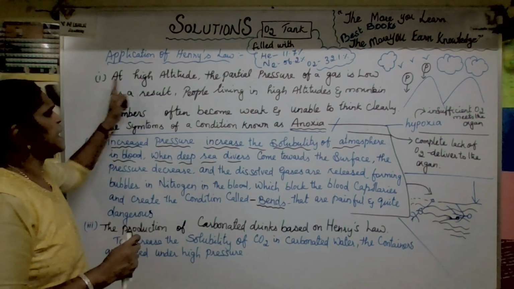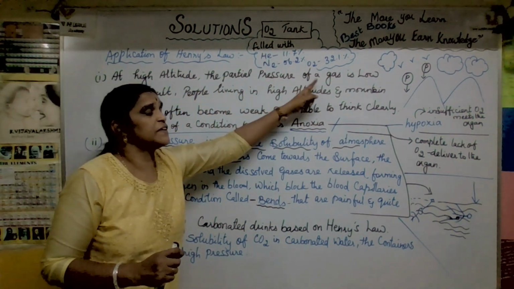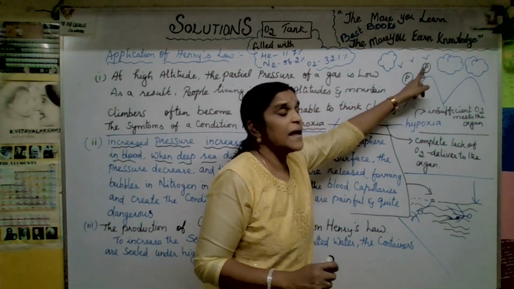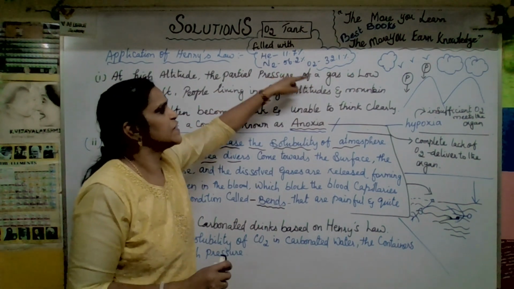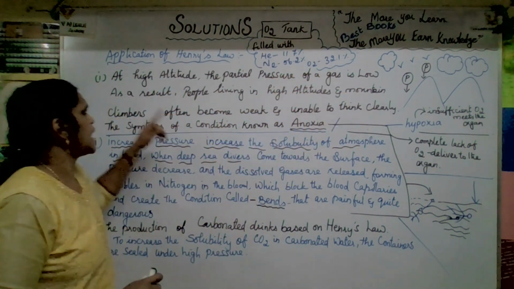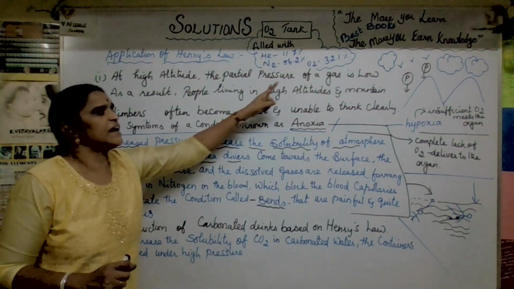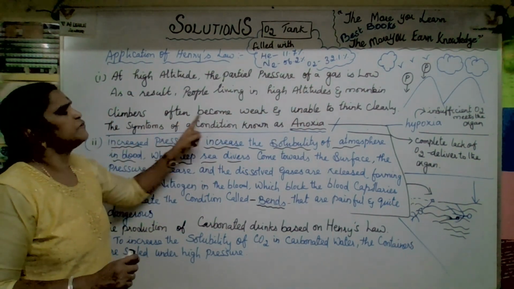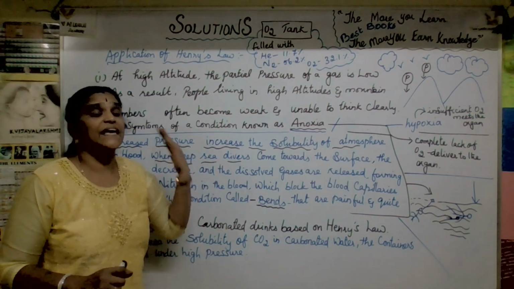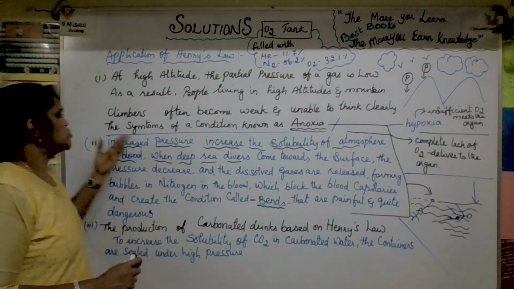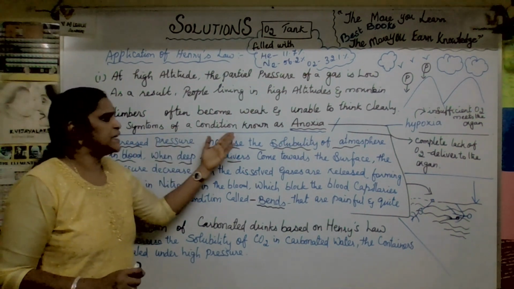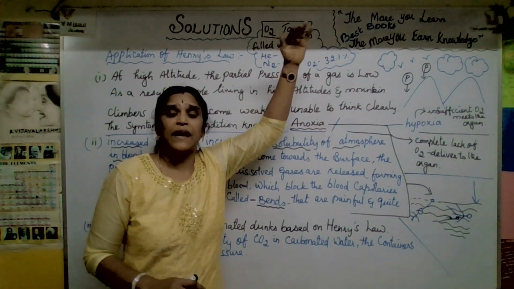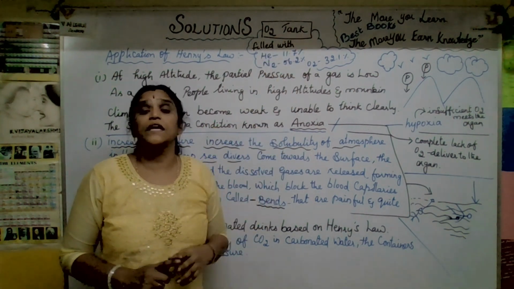First and foremost, at high altitude the partial pressure of the gas is low. That's why I purposely mentioned this diagram. At high altitude the partial pressure of the gas is low. So what happens as a result? People living at high altitude, mountain climbers, often become weak and cannot think clearly. The symptom of this condition is known as anoxia. So as they go higher and higher in altitude, people cannot think properly.